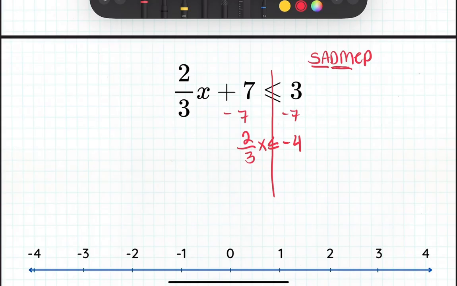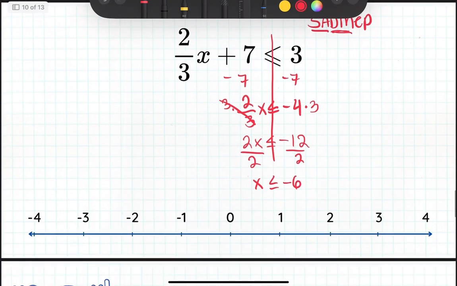So what I'm going to do first to eliminate that fraction is, since 3 is being divided, I am going to multiply both sides by 3 in order to cancel it so that I could just get rid of the fraction. So I'm going to get 2x is less than or equal to negative 12. And that way, I'm not working with a fraction and I'm just simply going to have to divide by 2. So here I'm going to divide by 2 and I get x is less than or equal to negative 6.